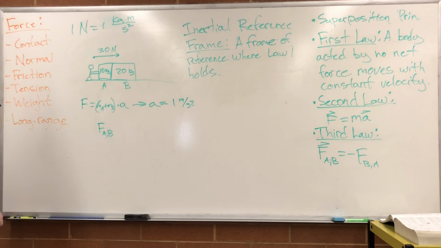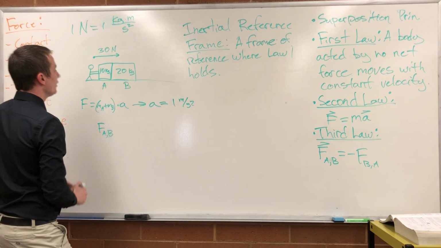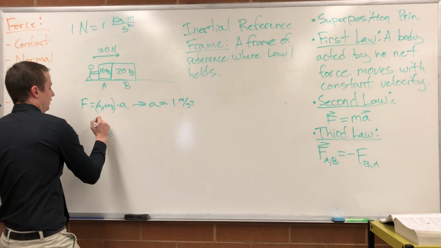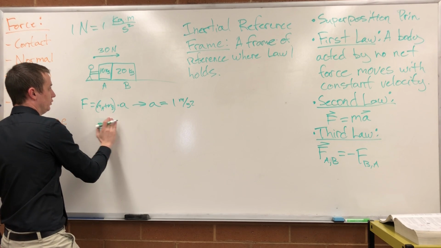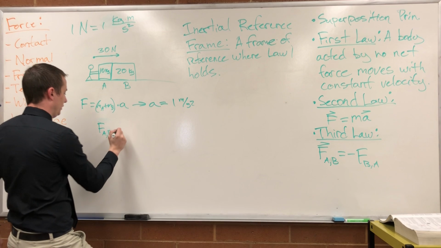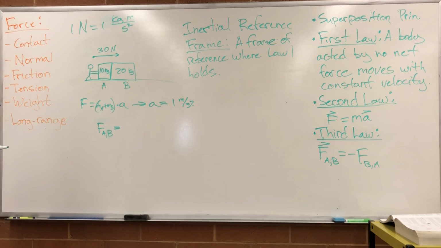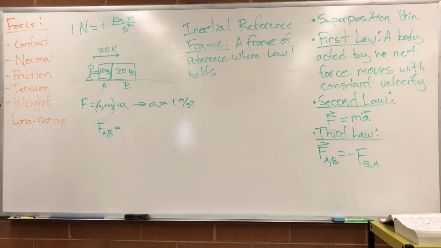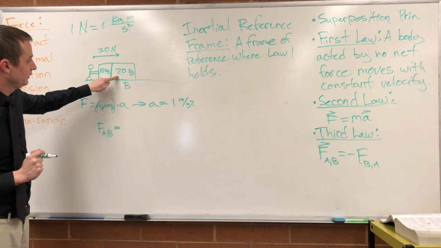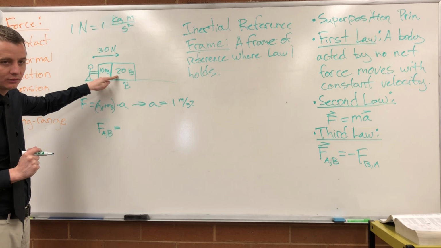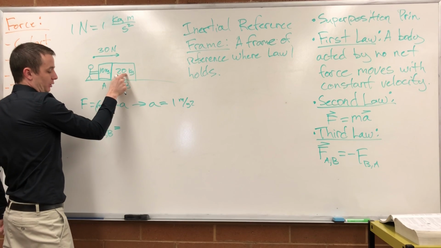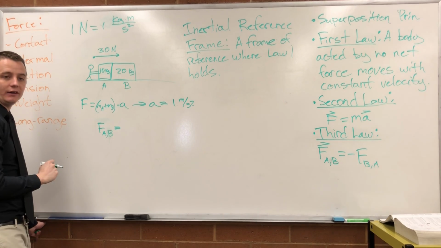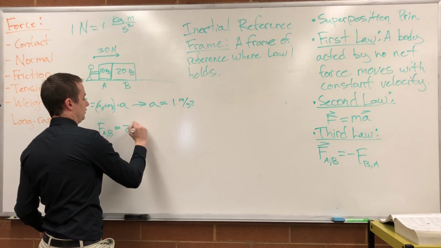Okay, so the whole system is accelerating that way. Now, the force that A exerts on B, we'll just say the magnitude of force. We know the direction, that way, so we'll keep it simple. The force that A exerts on B is going to make this accelerate at 1 meter per second squared. If that's accelerating at 1 meter per second squared and it's 20 kilograms, then I know that the force of A on B has to be 20 newtons.